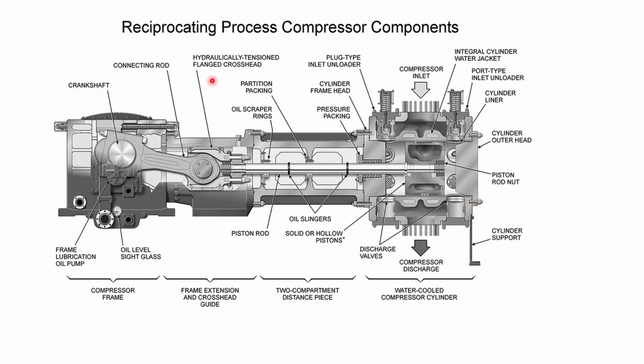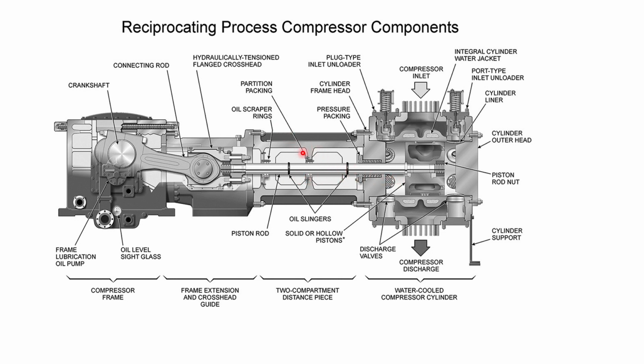Now, let us see the major components of a reciprocating compressor. This is the crank area, this is the crankshaft, and this is the connecting rod, which is connecting the crankshaft to the crosshead. Here there is a pump, and this pump lubricates all the parts of the compressor. This is the piston rod, which is connected between the crosshead and the piston, and the piston is put inside this cylinder. The purpose of the connecting rod and crosshead together is to convert the circular motion of the crankshaft into linear motion.